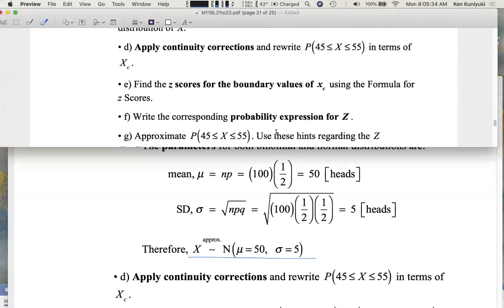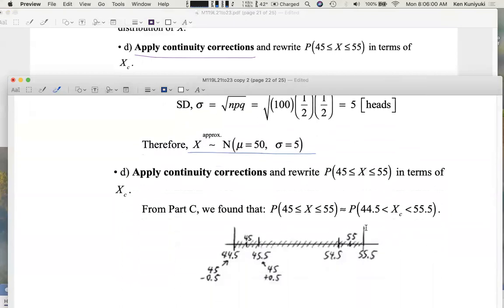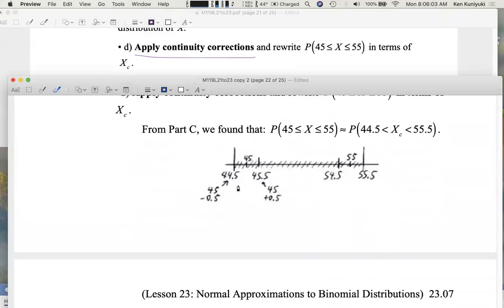All right, now let's apply continuity corrections and rewrite this probability expression in terms of corrected x. So we're going to nudge or move these boundary values slightly and take z-scores later on for those new boundary values. Well, what are the real numbers that round off to 45? And what are the real numbers that round off to 55? The picture looks like this. The real numbers that round off to 45 are the ones between 44.5 and 45.5, as we said in the previous video. The real numbers that round off to 55 are between 54.5 and 55.5.